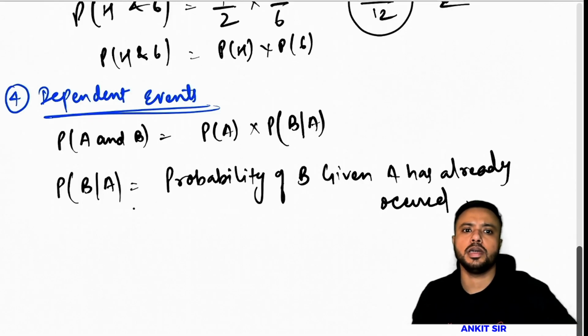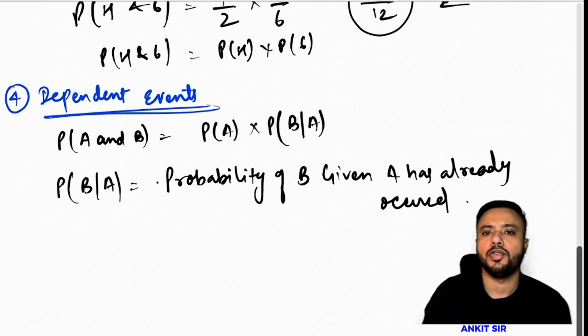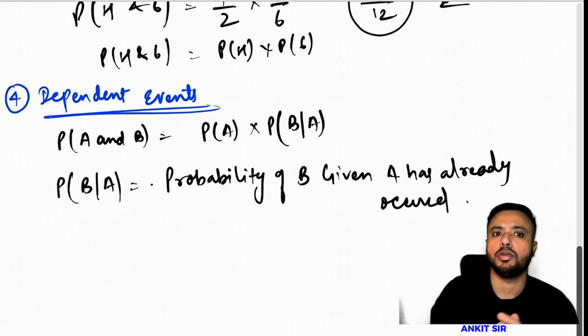So next is dependent events, guys. Dependent events are basically events where the outcome of one event affects the outcome of the other event.